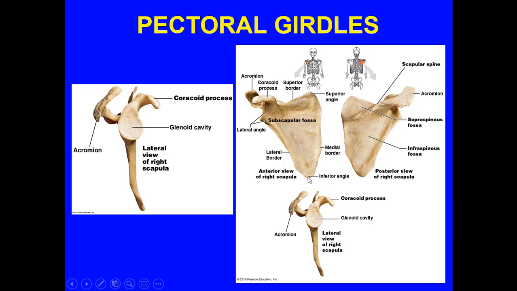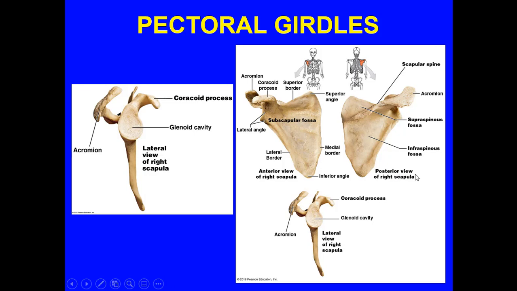You have the inferior angle, the lateral angle, the superior angle. And the superior angle corresponds also with the superior border. Lateral angle, lateral border. Medial, the inferior angle, and the medial border. Here's the coracoid process and the acromion.